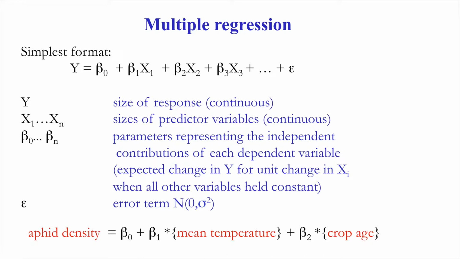One example might be aphid density and its relationship to the temperature in an area and also the crop age on which the aphids have settled.